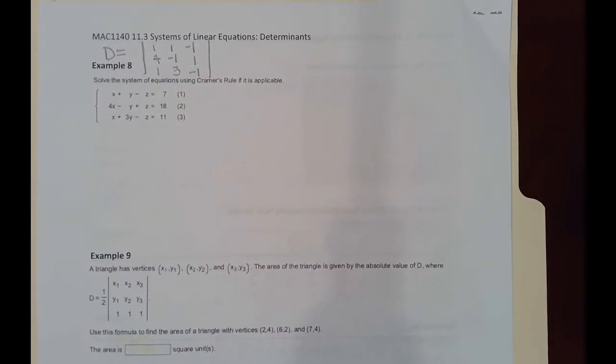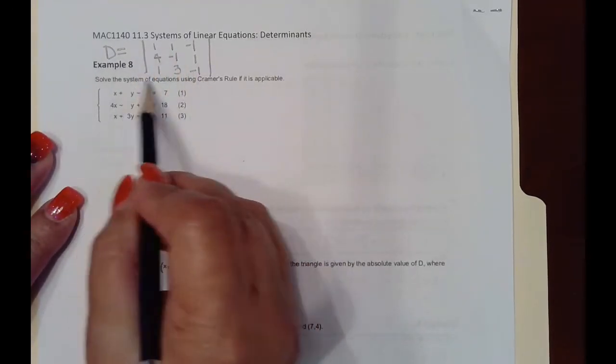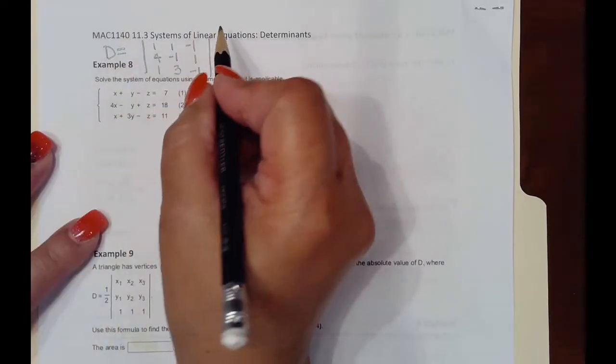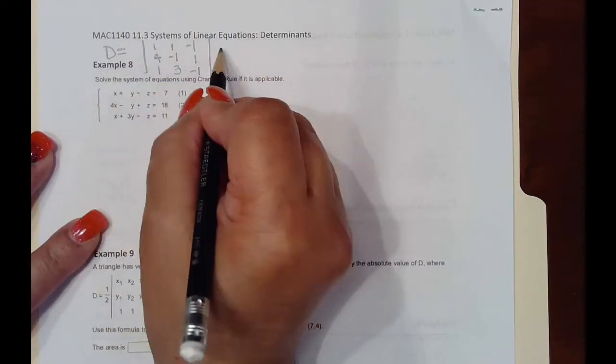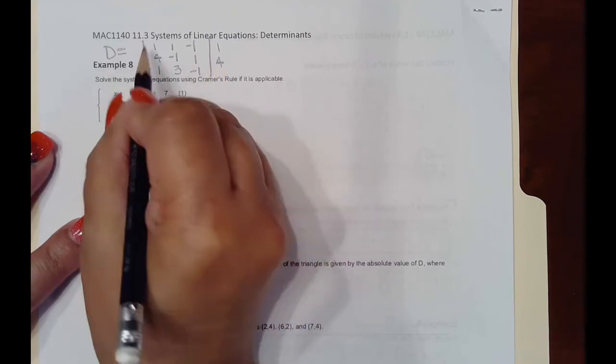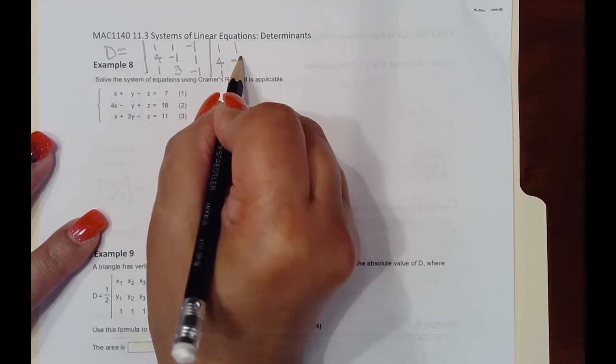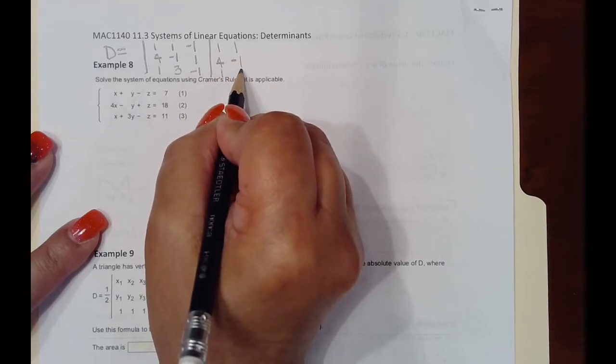Now, as we're setting up these determinants, we might as well find the value. So remember, when you're finding the value of a 3 rows, 3 columns determinant, you have to expand by copying the first 2 columns on the outside of the determinant symbol. So 1, 4, 1 would be copied out there, and then 1, negative 1, 3.